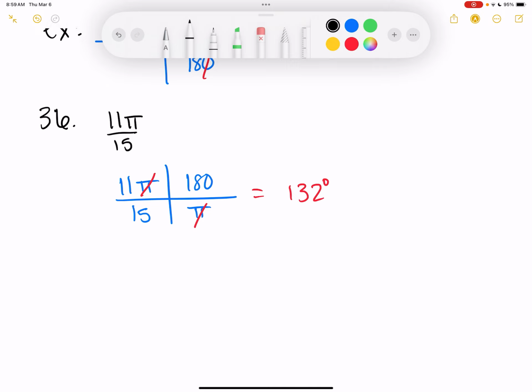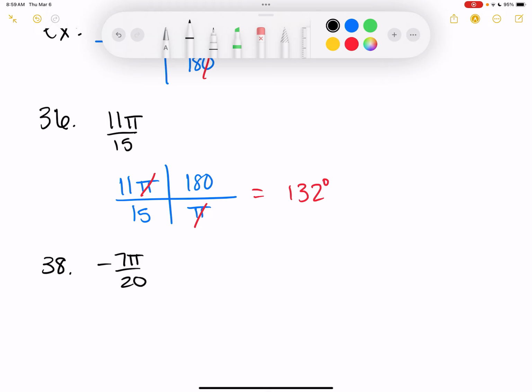38, negative 7 pi over 20. So that was why I skipped 34, because it was negative. I wanted to do a positive one first. So, again, just like we had the negative degree value up there and we converted, the final answer is just going to be negative. If it starts negative, it ends up negative. But this one sets up the same way.